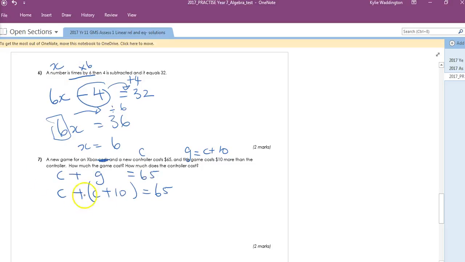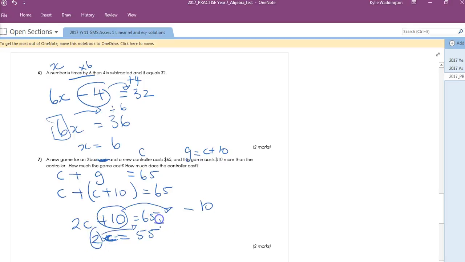Suppose we could just do that step if we wanted to. We're going to collect our like terms. So we've got 2 C's here. So it'd be 2C plus 10 equals 65. 2C equals 55 because we're going to move the 10 to the other side and make it take away 10. And then we're going to divide the other side by 2.